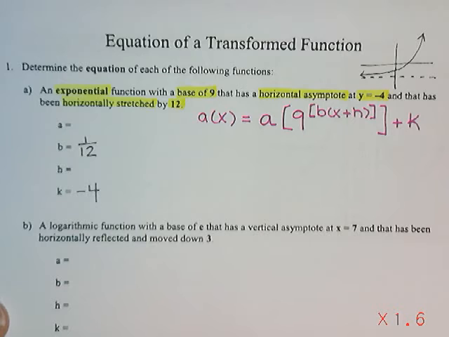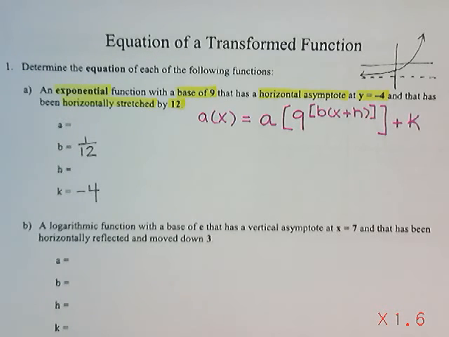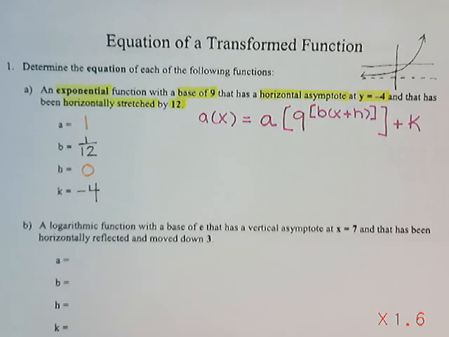Now, it doesn't mention anything about A. It doesn't mention anything about H. So A would be vertical stretches, compressions, and reflections, and H would be whether it has moved left or right. And it doesn't mention anything about either of those. So I will always assume if it doesn't give me anything for the left and right, I'm going to assume it didn't go left or right. So that's just a 0. And if it doesn't mention anything about vertical stretches or compressions, I would just assume that my A value is 1. So not a 0, because if I'm multiplying by 0, the whole thing gets wiped out. So just a 1 there.